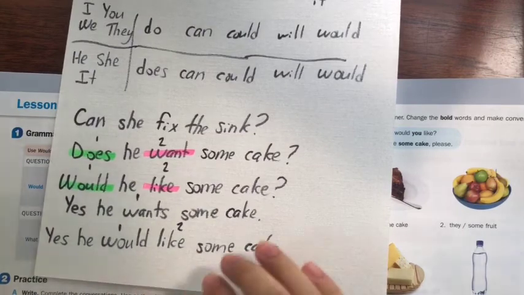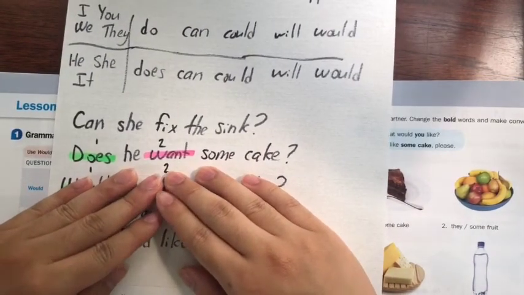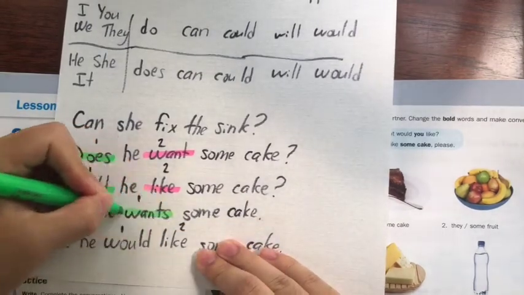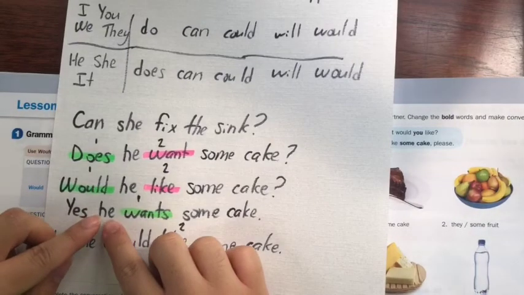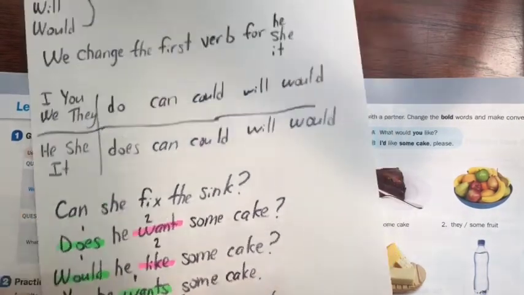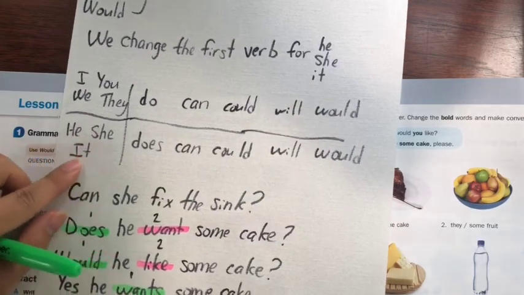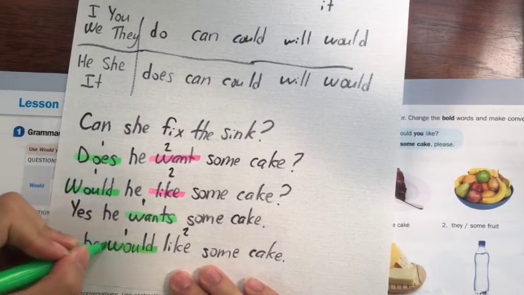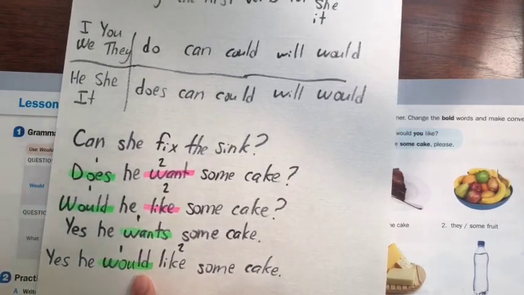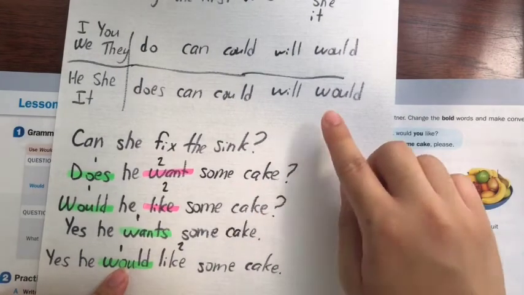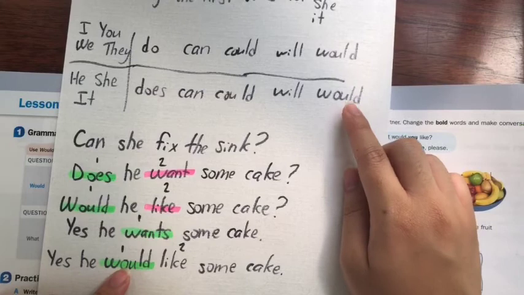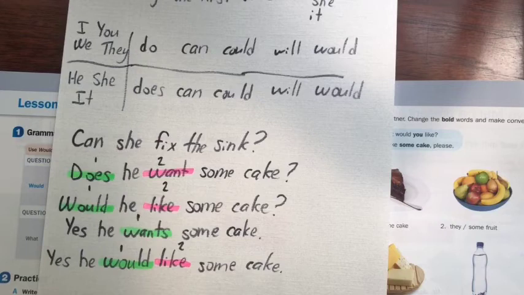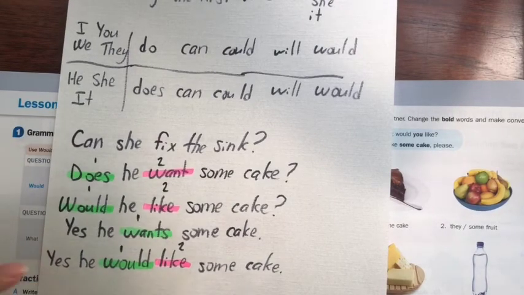Okay, so the question, does he want some cake? Yes, he wants some cake. Want is the first verb. And because the subject is he, we add the letter s. He, she, it wants. Yes, he wants some cake. Would. Yes, he would. Would is the first verb, but remember, would is irregular. With would, there's no s. Like is the second verb, so we don't change it. Yes, he would like some cake.